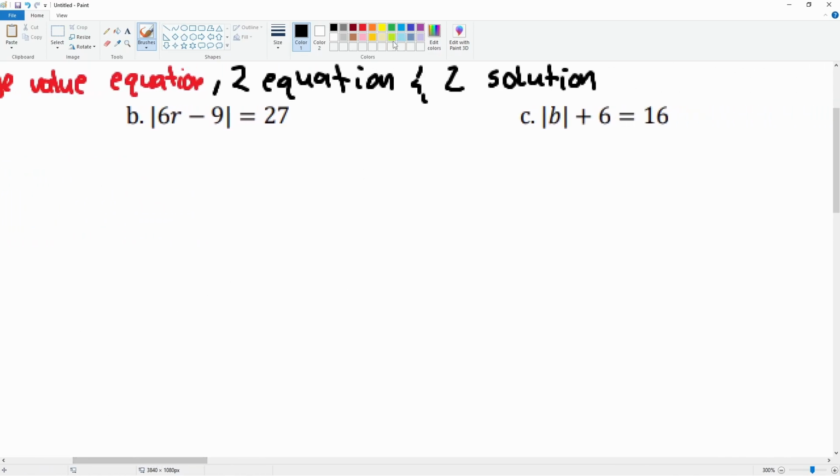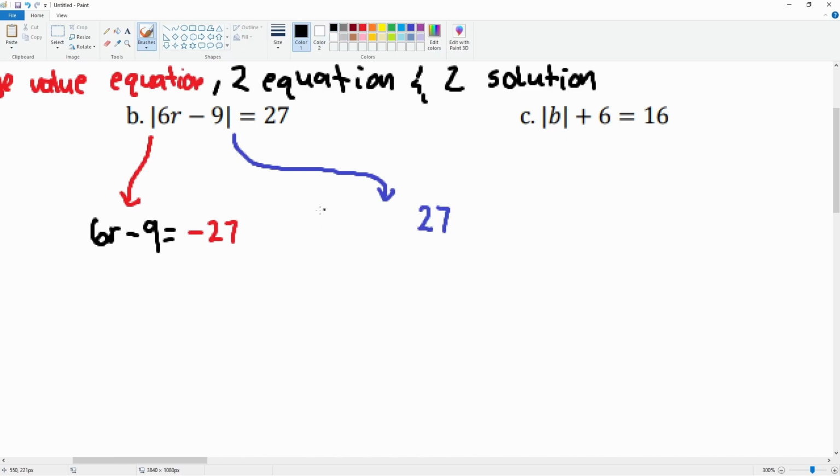Let's look at B here. This bar means that it's going to be equal to -27. So 6r minus 9 is equal to -27. Then this bar means it's going to be split into +27. Here's 6r minus 9 is equal to +27. So let's solve. Here's the line down that middle, +9 to both sides. Here, let me make sure that's in red.